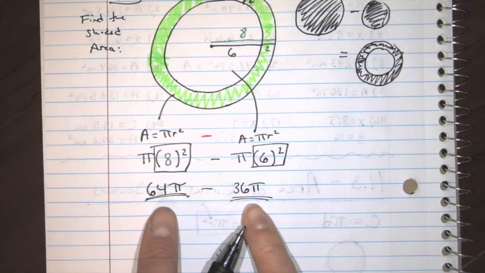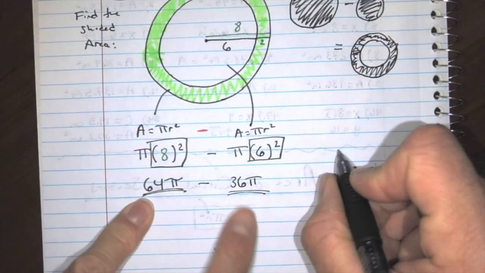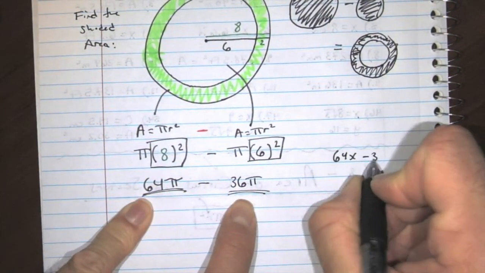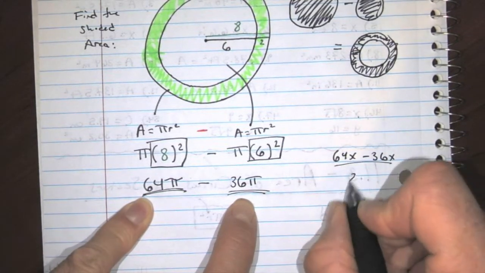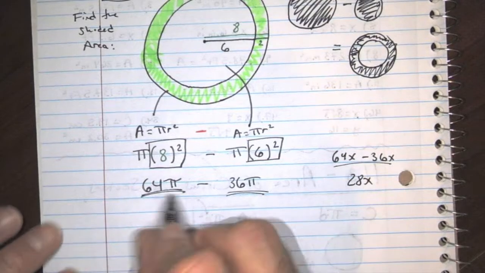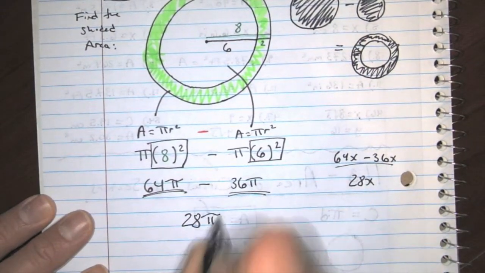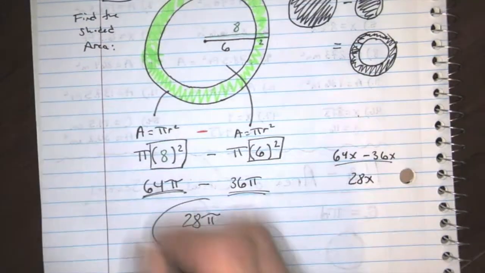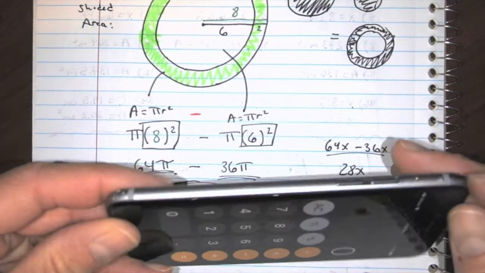Or, before I even jump to my calculator, I'm just going to subtract like terms. It's kind of like if you've got 64x minus 36x. You put these together, you know they're like terms, you're going to get 28x. Same thing here, 64 pi minus 36 pi is 28 pi. There's your answer, folks. So let me go ahead and punch that out in the calculator.